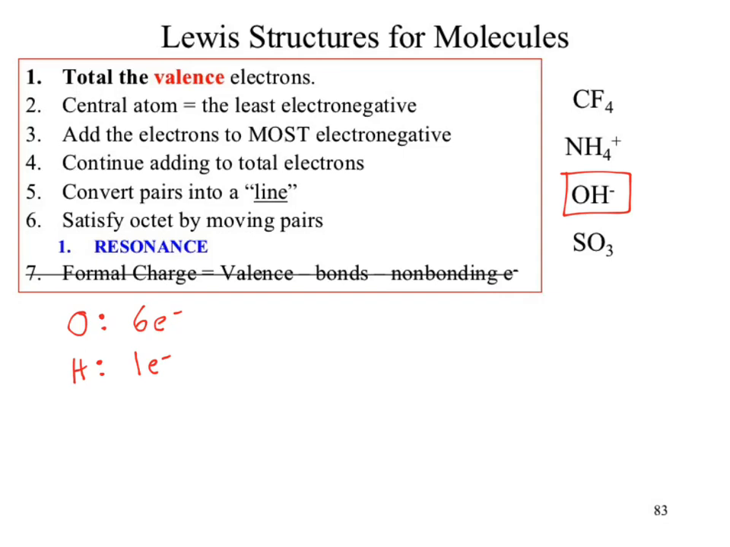Is OH minus neutral? No. It has an extra charge. What is that extra charge? A negative. How did I get negatively charged? I had to add an extra electron.